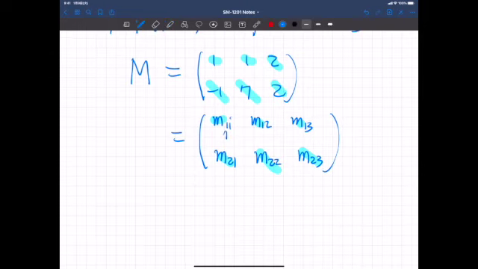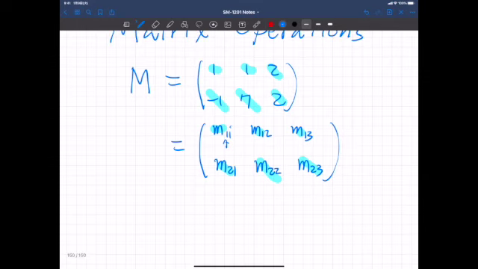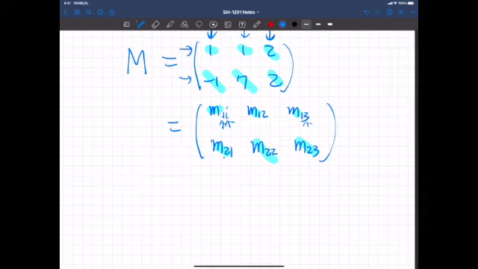So this first index indicates the row, or the position in the row, either 1 or 2 in this case. And the second index indicates the column. Okay, so if the second index is 1, that means the first column. If the second index is 3, it means the third column, and so on.